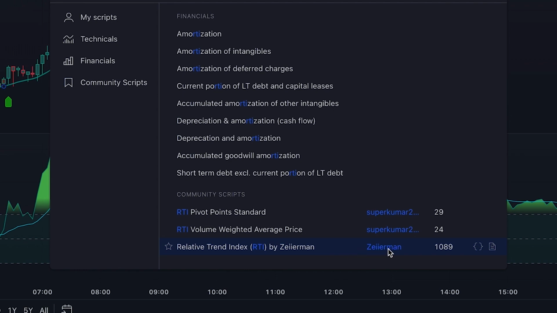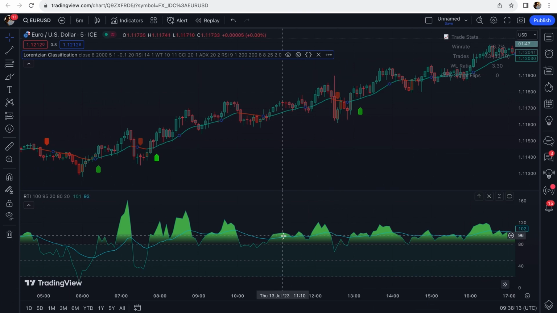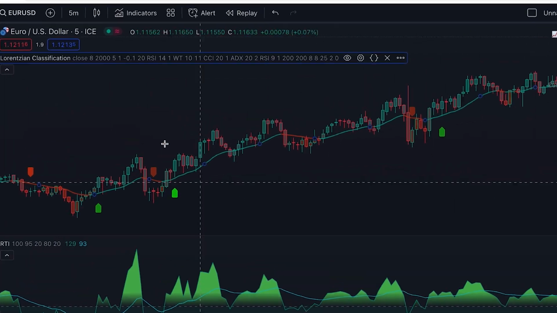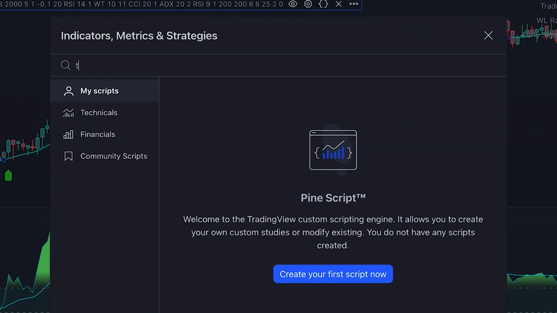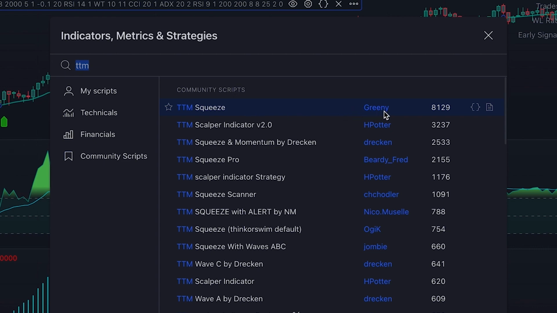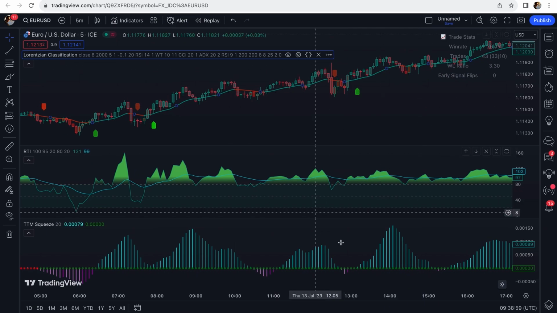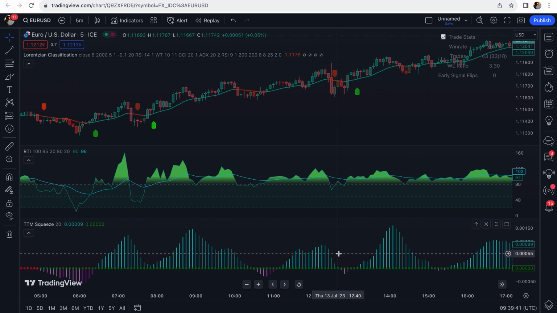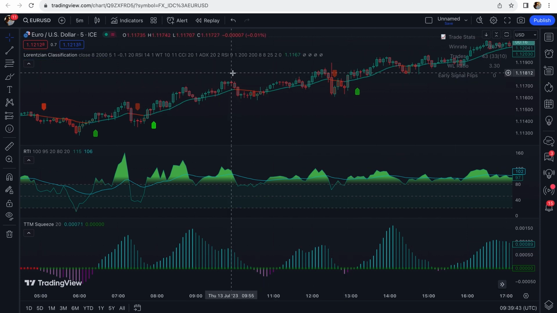The next indicator that we want to add is relative trend index, this one, which is written by someone named Zahirman, if I'm pronouncing his name correctly. This is a very powerful indicator and it's going to help us to discover strong trends in the market. And the last indicator that we want to add is TTM squeeze. We add this one, which is written by someone named Greeny, and we're going to use this indicator for evaluating momentum.